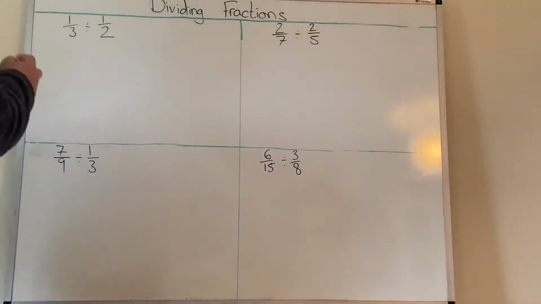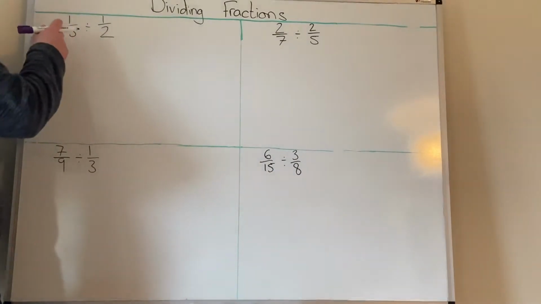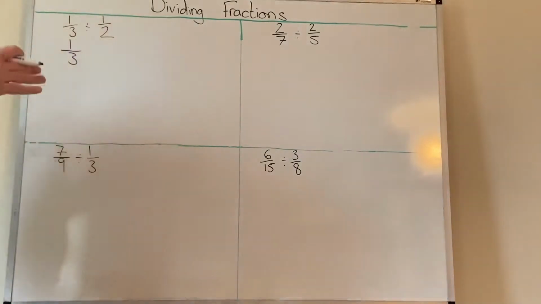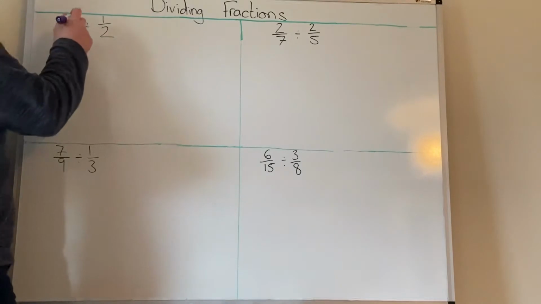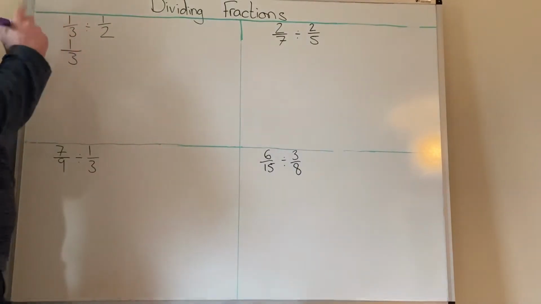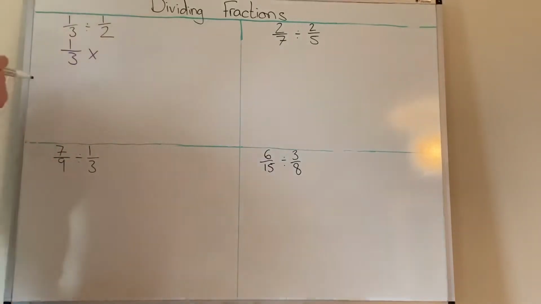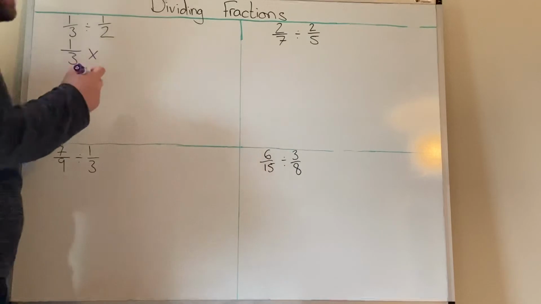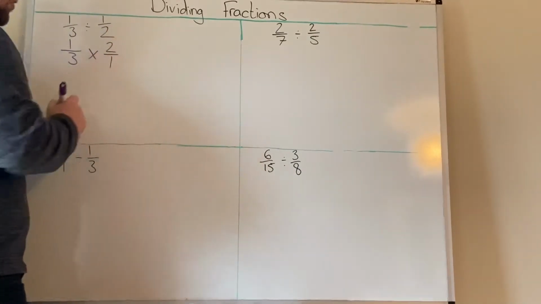So when we divide fractions, what we actually do is we end up doing multiplication. With this first fraction, you never ever do anything with it. Do not touch it, that stays the same. The sign we change, we get rid of, and we turn it into a multiplication. And the second fraction, we flip, we reciprocate it. So we end up with 2 over 1.